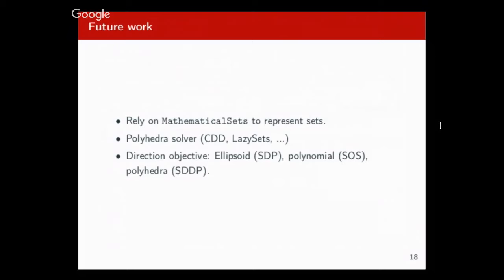And then, the example I showed initially in information theory, where you actually want to optimize in some direction, there are other applications, even in control, when you also want to do that. So it's easy to formulate that with ellipsoids and polynomials. I think this already works. But then if you do that with polyhedra, it should use SDDP automatically.